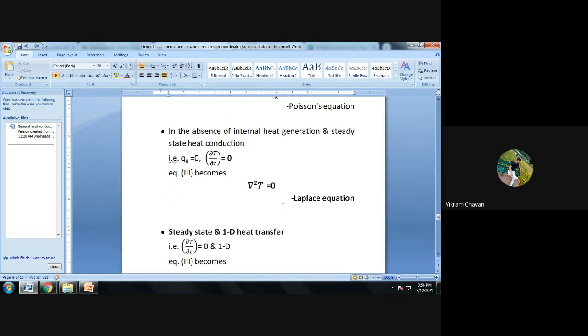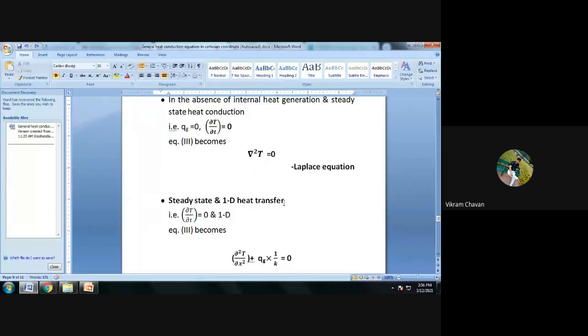Okay, so next, steady state and one-dimensional heat transfer. Up till now we have discussed the three-dimensional equation because we are applying the three coordinate axes, X, Y, Z, so the equation becomes a three-dimensional equation. Now we have to deduce that equation into one-dimensional. So a further form of the general heat conduction equation is steady state and one-dimensional heat transfer.